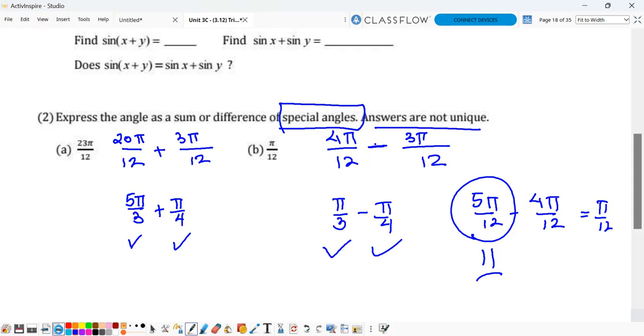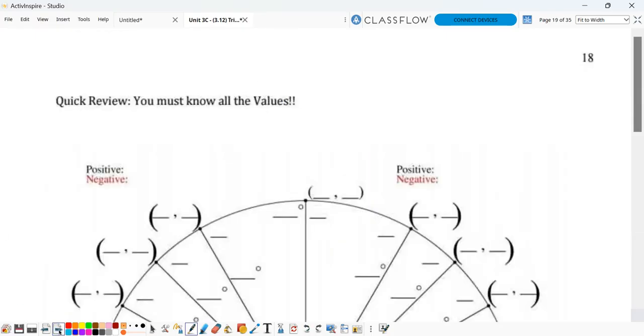So let's take a look at some formulas, and you are expected to memorize the formulas, and you must know all these values forward and backwards. I'm not going to explain this unit circle. You have to know this. You've got to know this.